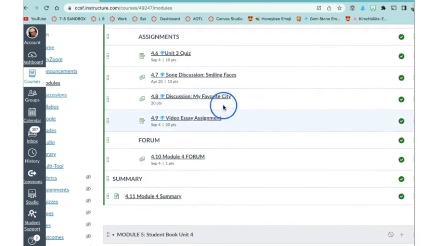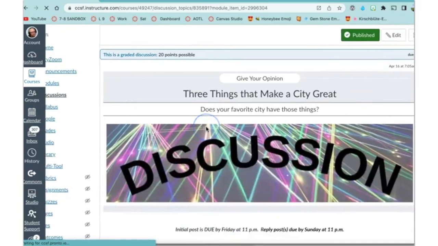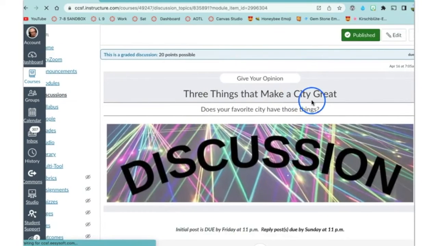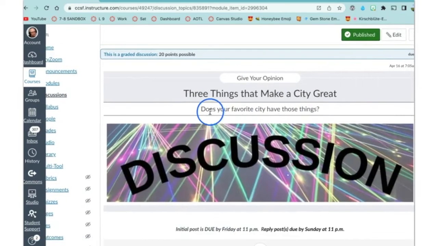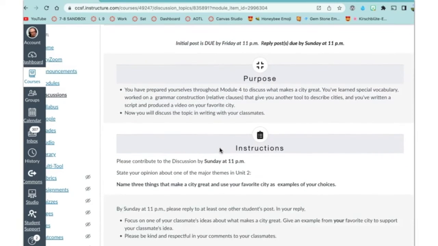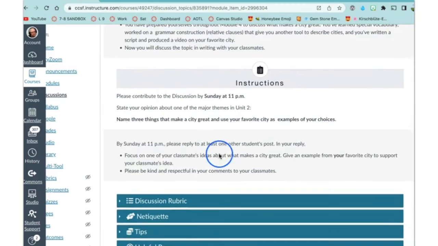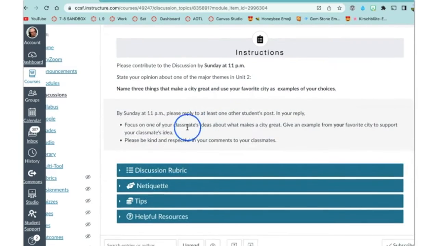And we're going to do a regular discussion. Let's take a look at it. It's called My Favorite City. Three things that make a city great. Does your favorite city have those things? So you're going to give your opinion about your favorite city. Name three things that make a city great. Use your favorite city as examples of your choices.